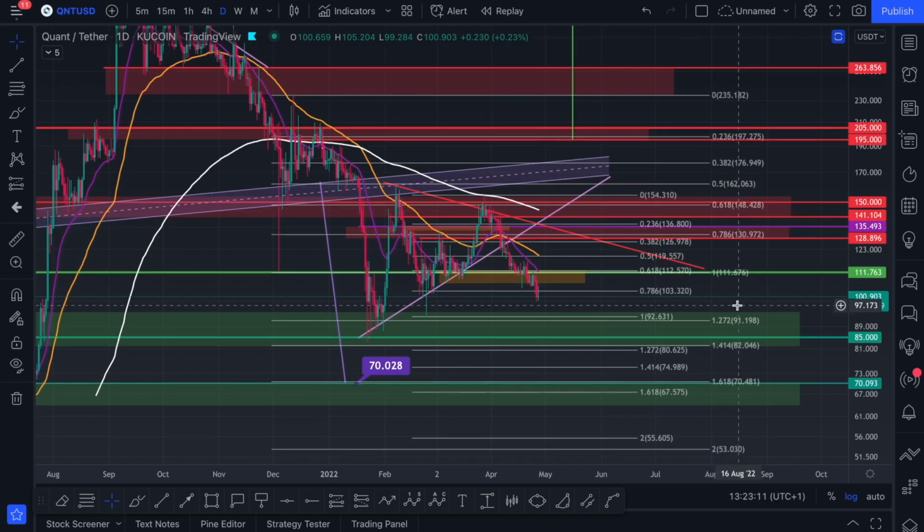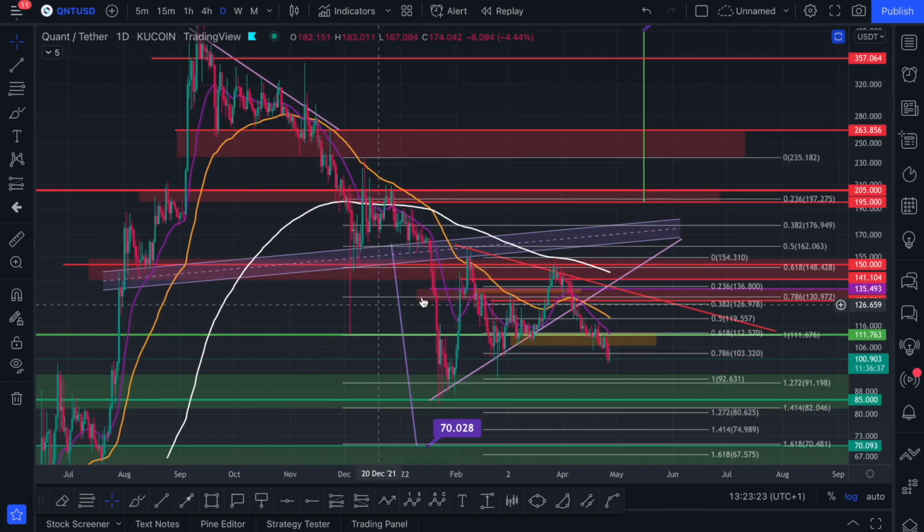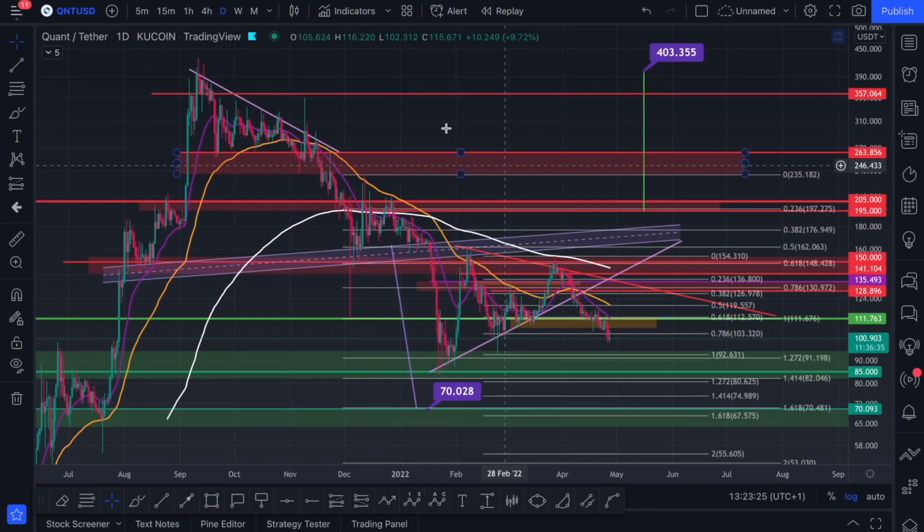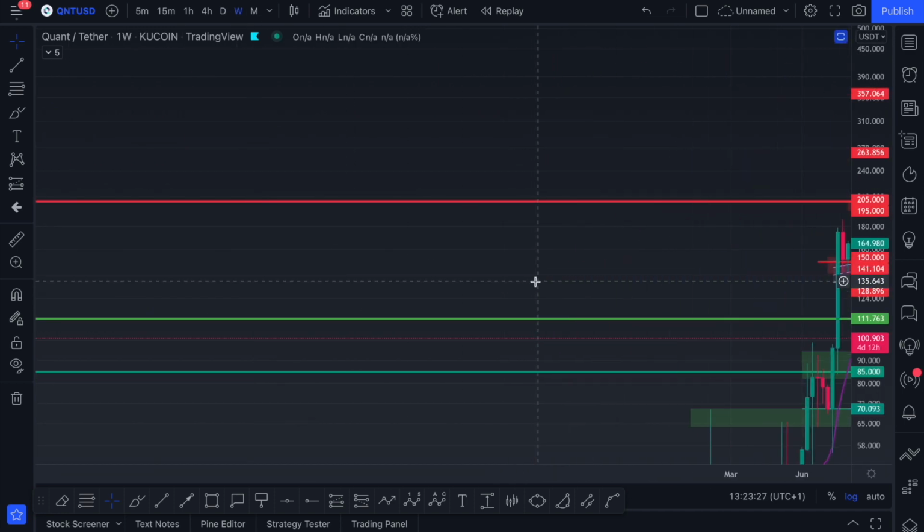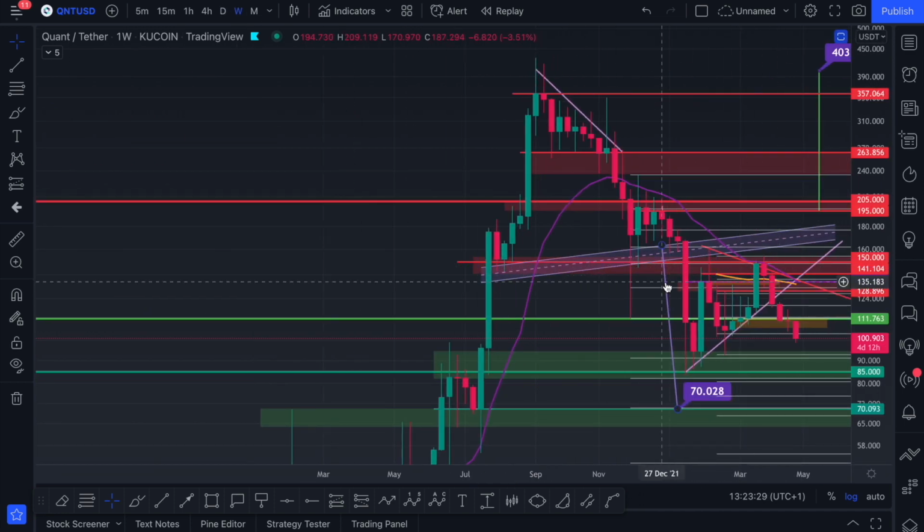First of all, the 1618 after you lost the 111, which we've done. Then we have this Fibonacci from this wick to the high. That's the 1 fib level, 92. If we lose that, you got your 1618 target, 67. We've also got this head and shoulders target down at 70 from the weekly time frame. I'll just show you quickly.